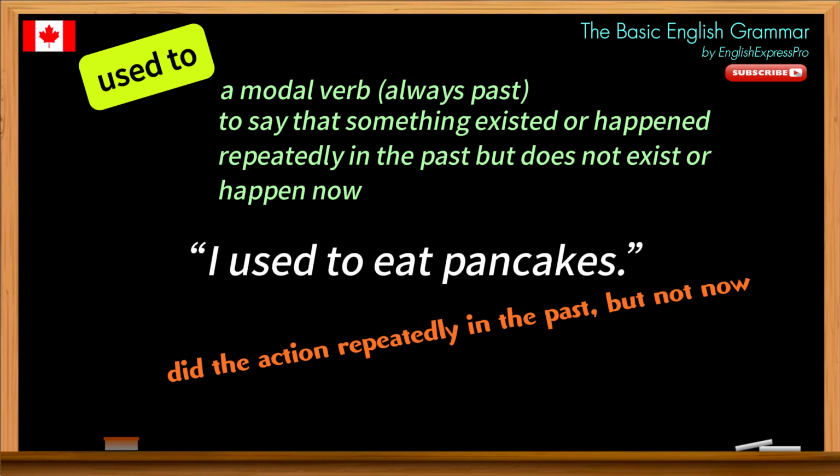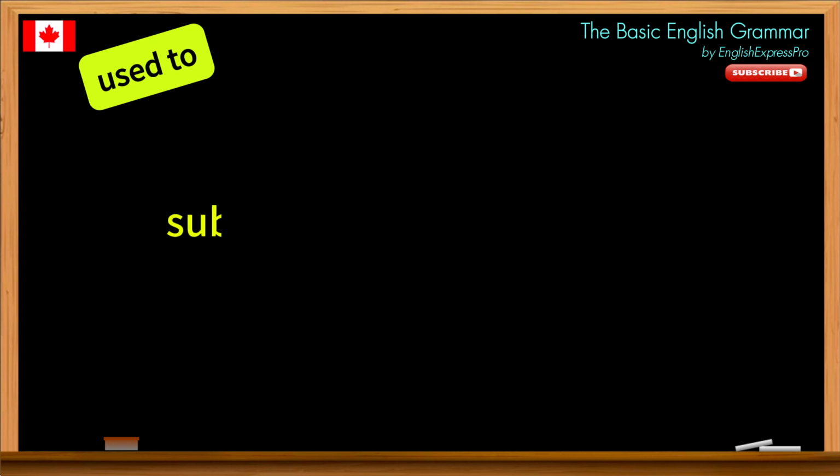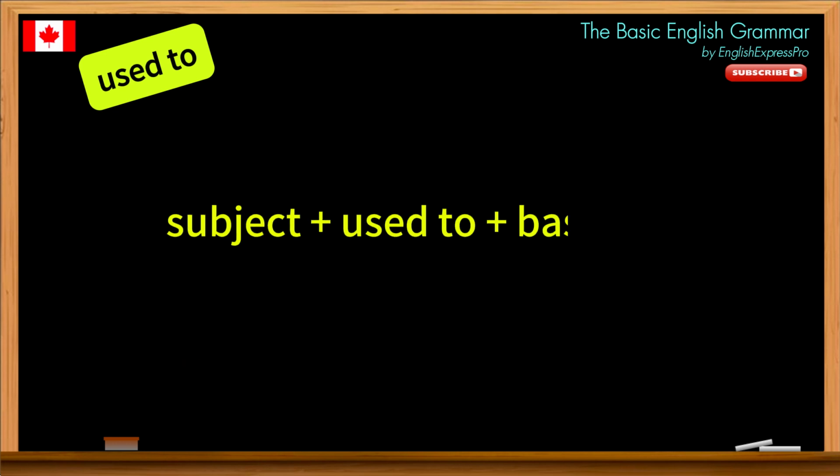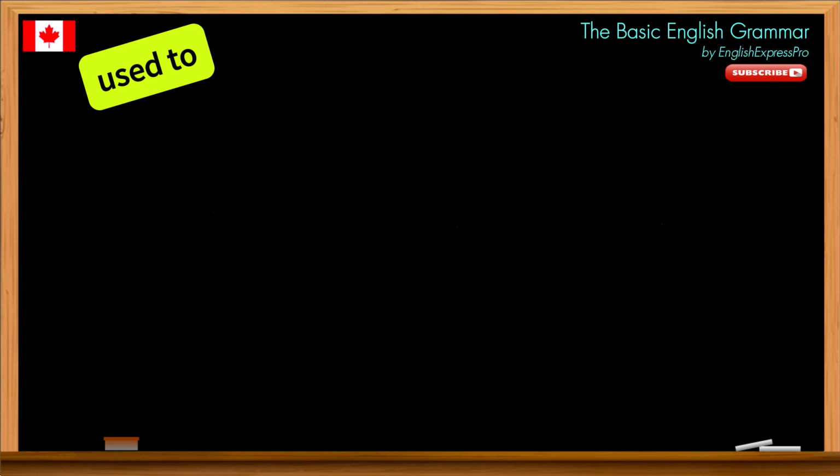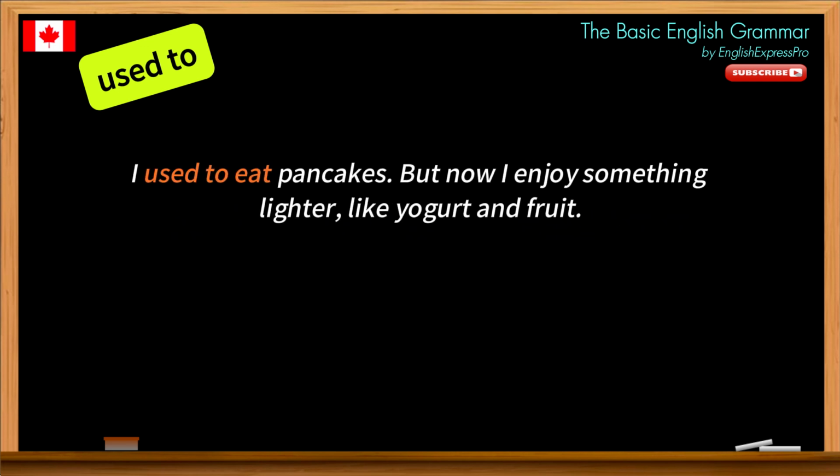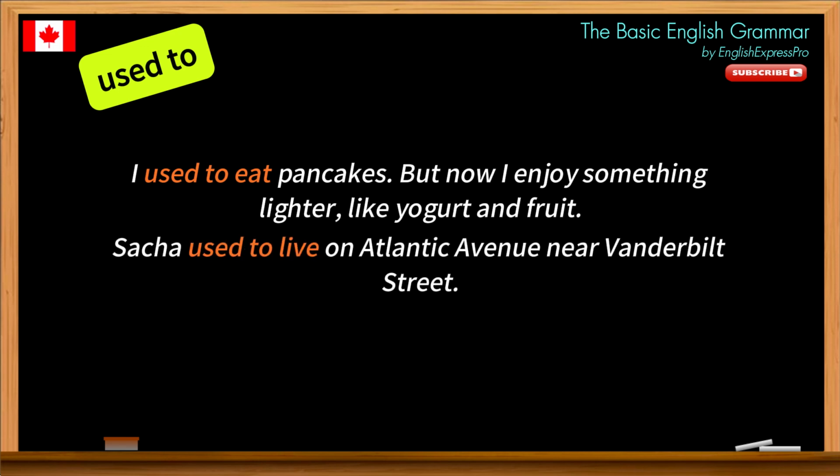The sentence structure for used to will always go like this. Subject plus used to plus base verb. The base form of a verb is its shortest form with no S ending. Look for that structure in these examples, including my own. I used to eat pancakes, but now I enjoy something lighter, like yogurt and fruit. Sasha used to live on Atlantic Avenue near Vanderbilt Street.